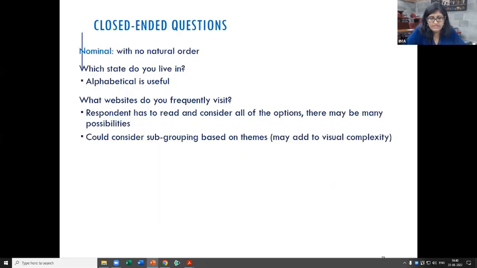Now, closed-ended questions, nominal questions are those that do not have a natural order. So what city do I live in? What state do I live in? Ahmedabad or Gujarat. It does not have a natural order to it. Like I said already, you could think of making it alphabetical so that it's quick for me to choose it.